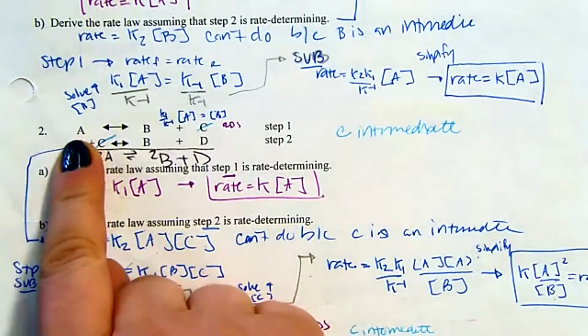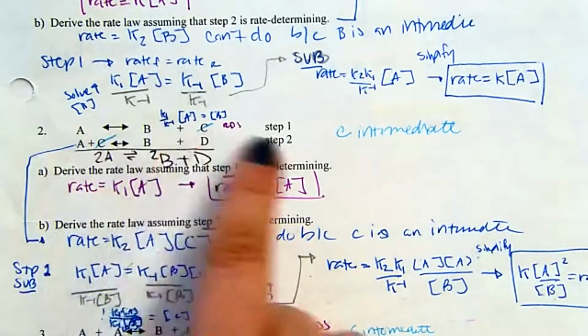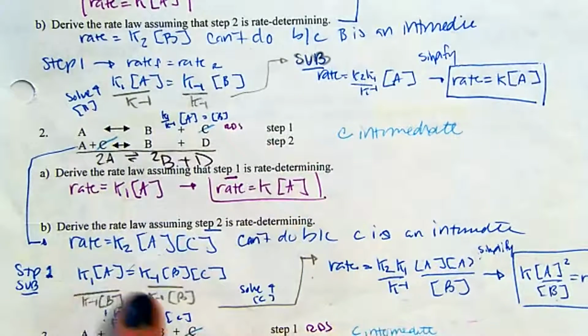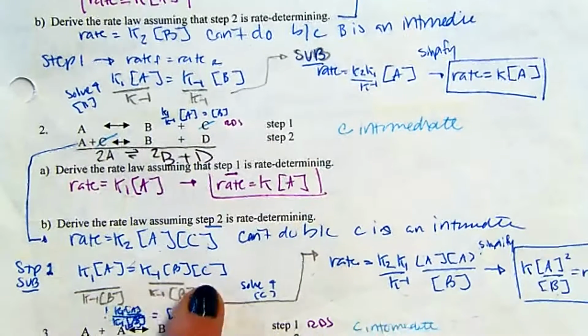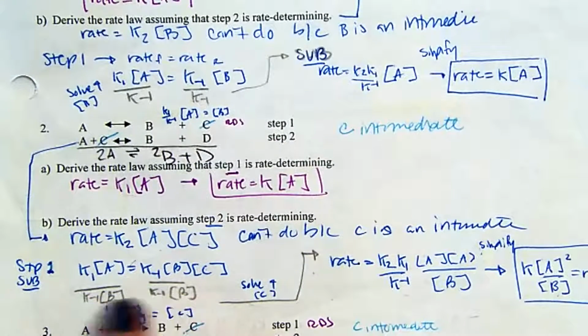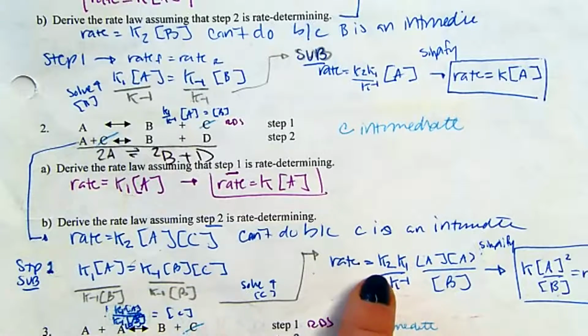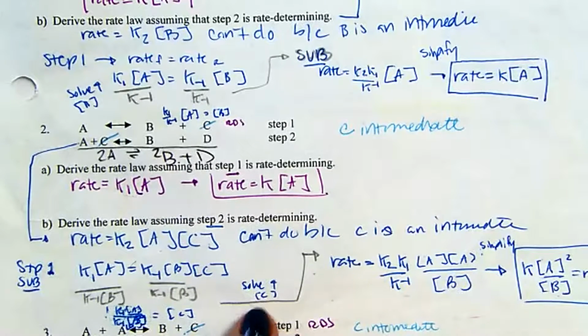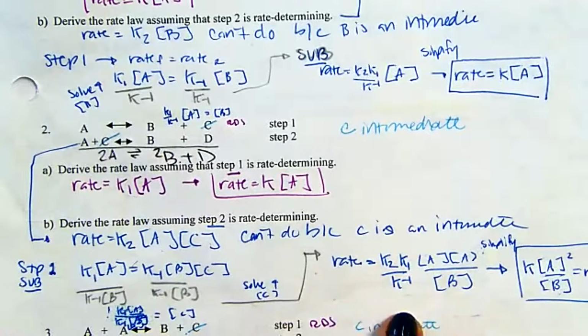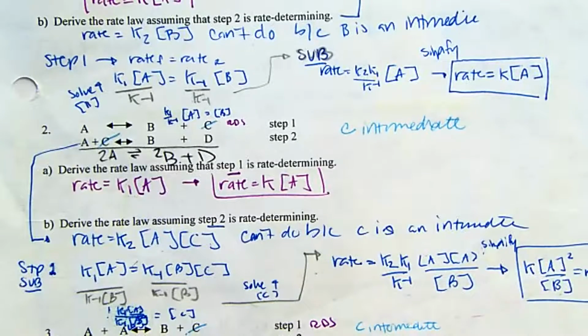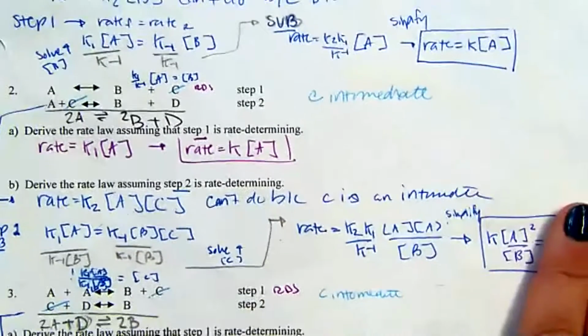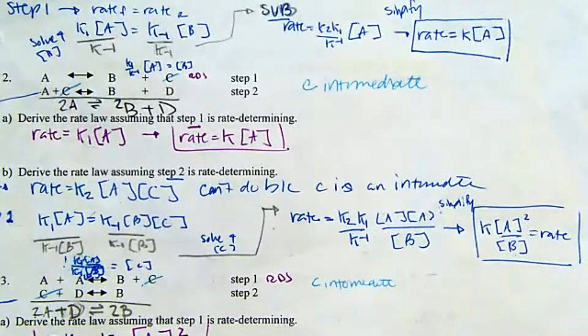So I set the forward and the reverse rates equal to each other. So K1 times A equals K negative 1 times B times C. I'm going to solve for C, divide by K negative 1 times B on both sides. And then I substitute in K2 times K1 over K negative 1 times A over B. That becomes rate equals K times A squared over B. Questions on number 2? All right, then let's look at number 3.